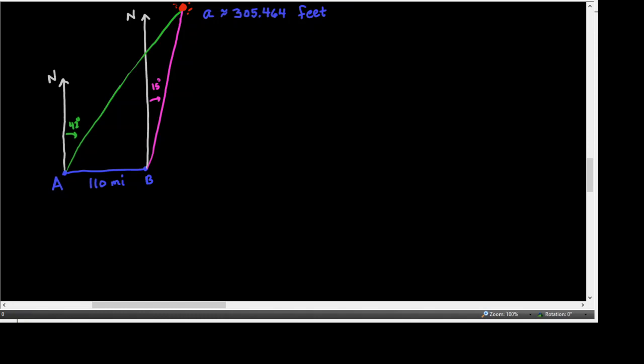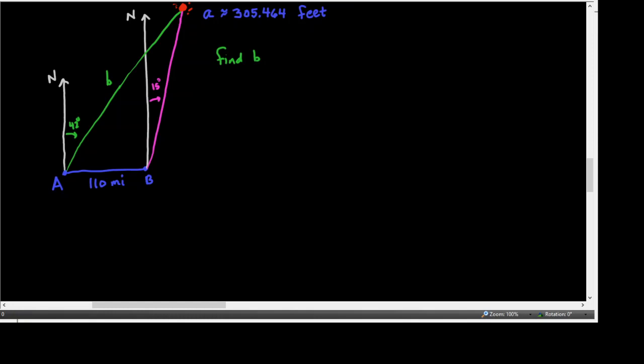And we're supposed to find the length of that green segment, which is across from angle B. If you ignore the north line there for a second, that angle B is in the triangle, and we need to call the side opposite it side B. So our task is to find B. That's the distance from the western station to the fire.